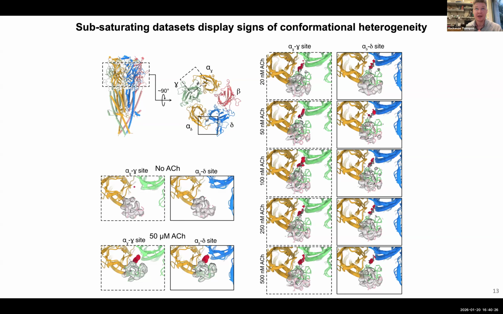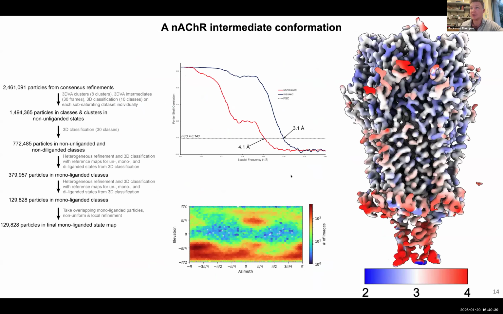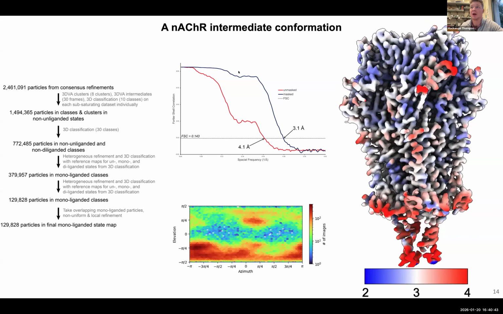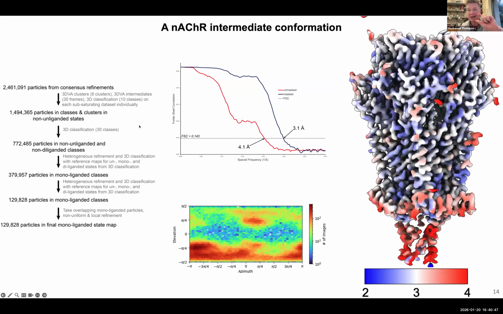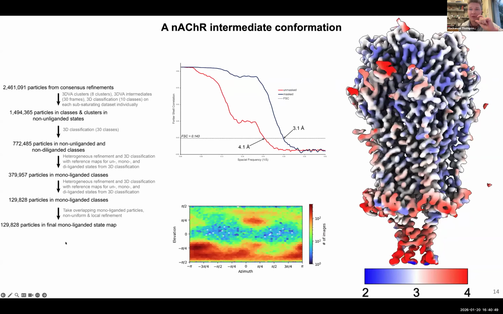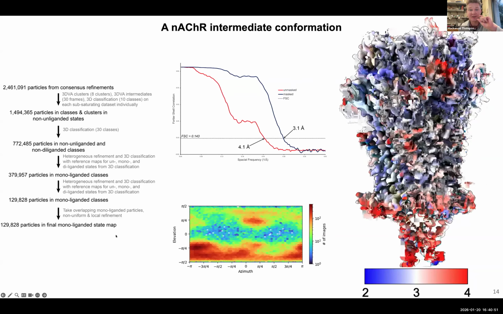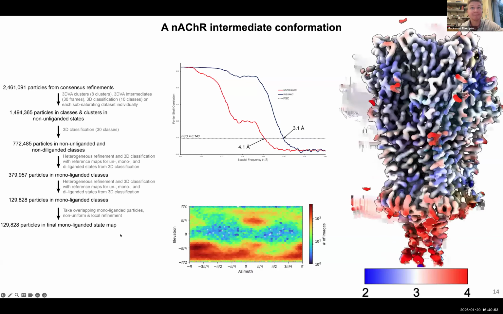So I processed all of these data sets using various sophisticated conformational selection algorithms for cryo-EM, and was able to pick out a monoliganded state by taking almost 2.5 million particles and processing this down into a small subset of about 130,000 particles that represented this monoliganded intermediate state.